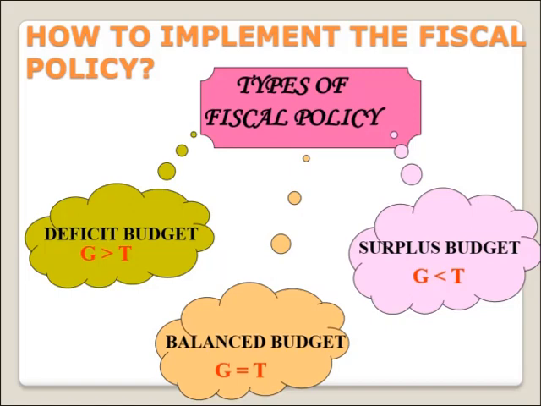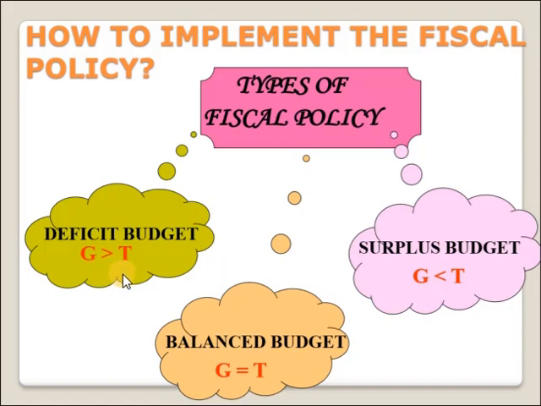For surplus budget, government consumes less. So government spending, government expenditure, is lesser than tax revenue. So government receives tax revenue collection but spends less. So that's why the government budget becomes surplus or positive. Deficit means negative. Balanced budget is when government expenditure equals the revenue received from tax.